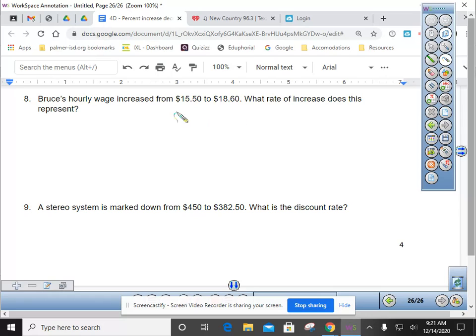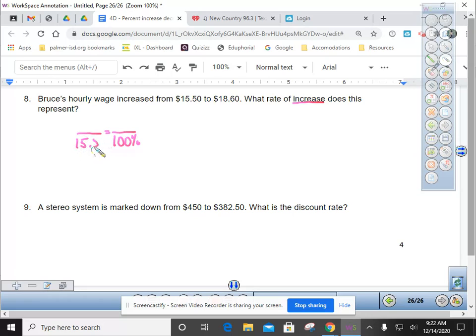Number 8, Bruce's hourly wage increased from $15.50 to $18.60. What rate of increase does this represent? This is asking percent increase. What do you write? Proportion. Let's try not to get distracted. Let's stay on, okay? What was it?